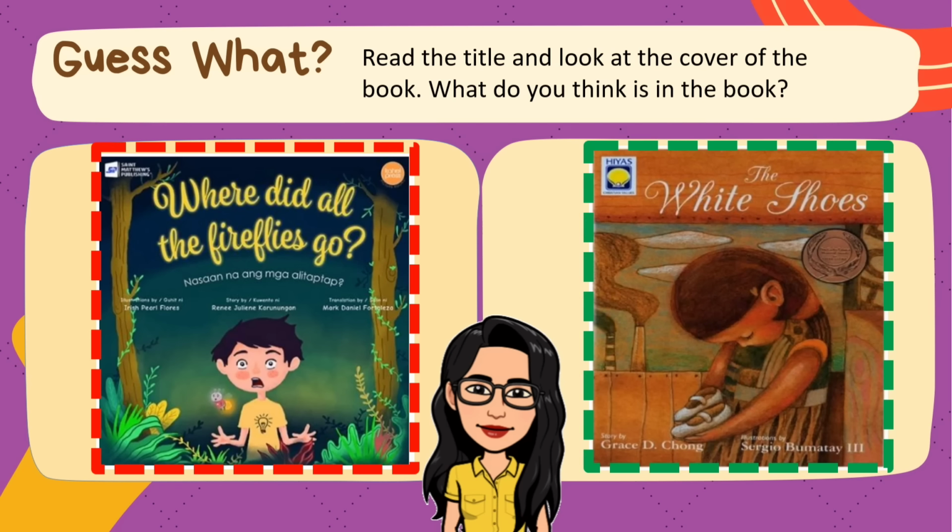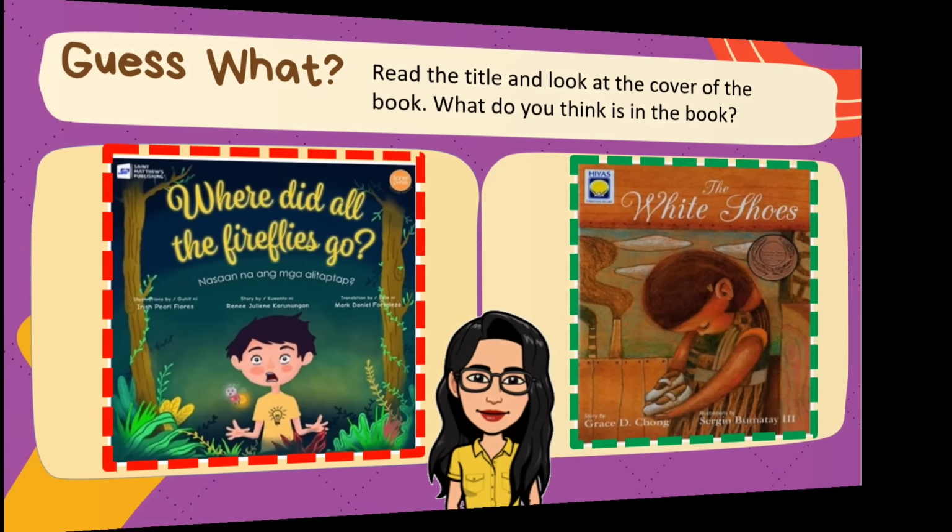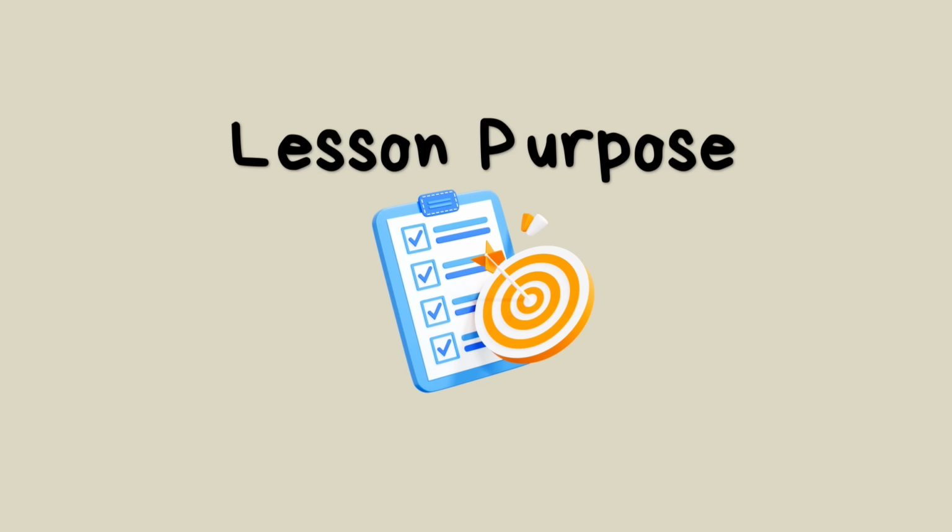The second cover is for the story The White Shoes, written by Grace D. Chong. The dominant color is brown, something orange, and the main character could be a girl. The setting could be at home and it's a reality story. With the cover of a book, you could guess what's inside of it.